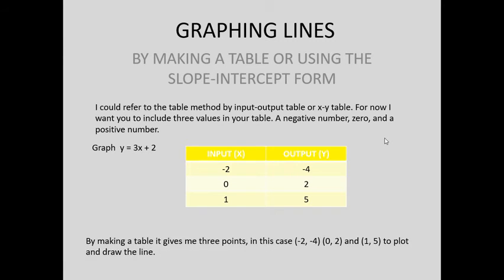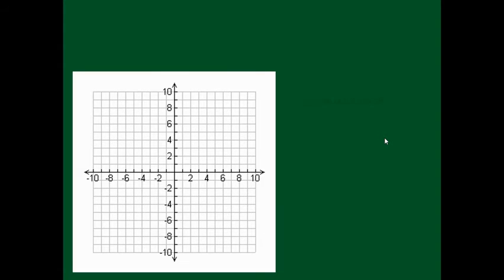Okay, so we have 3 points, and we're going to graph those 3 points. Okay, and we graph those, and then we just draw a line. Make sure your line covers the graph and has arrows on both ends. Be sure to use a ruler.